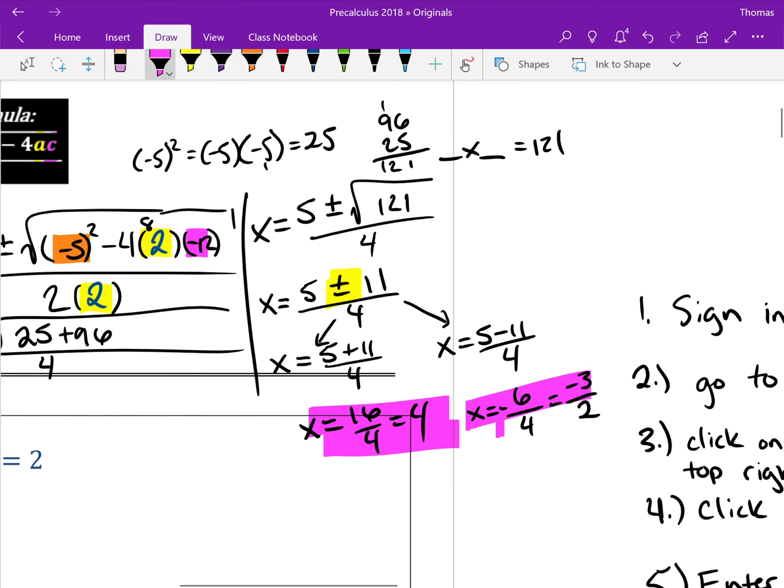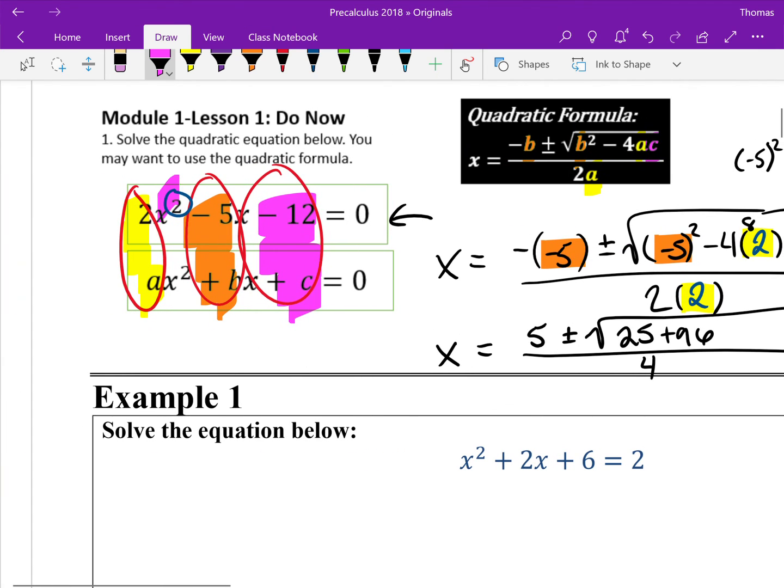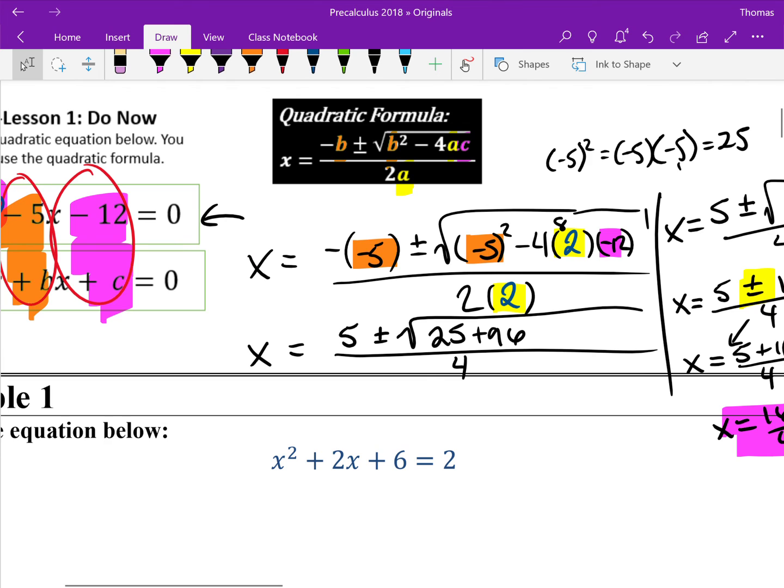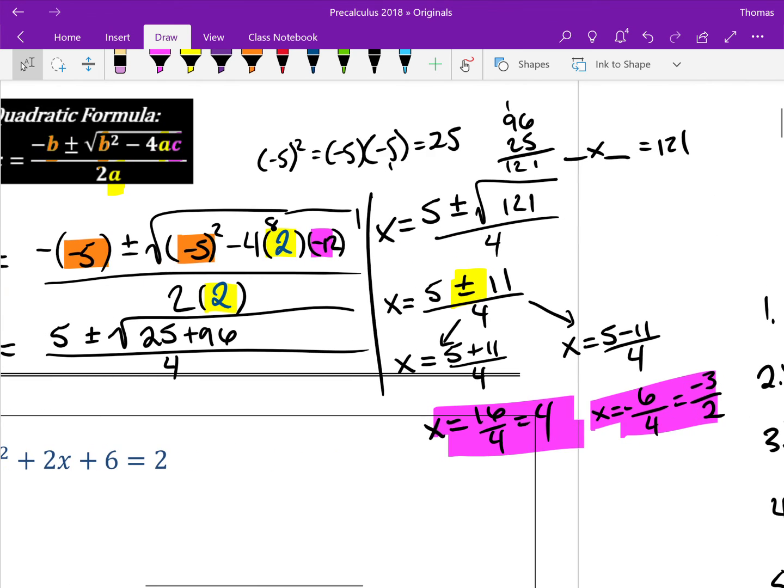So there are two solutions. The fundamental theorem of algebra said we needed two solutions to this quadratic. The quadratic formula is what we used to find them, and at the end, sure enough, we did get two solutions.